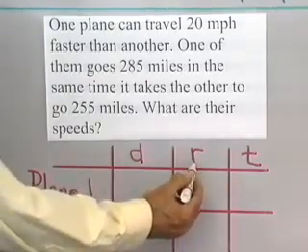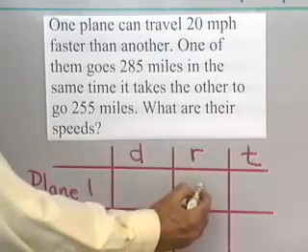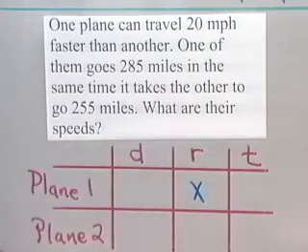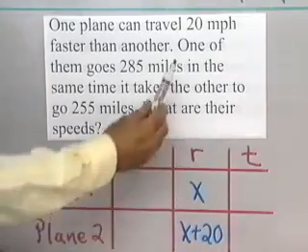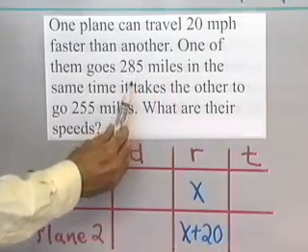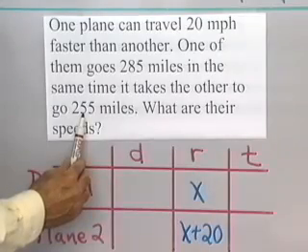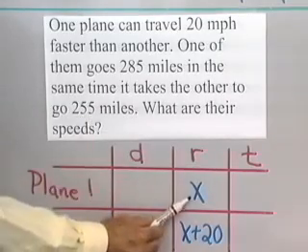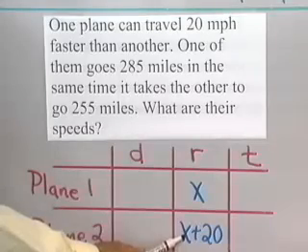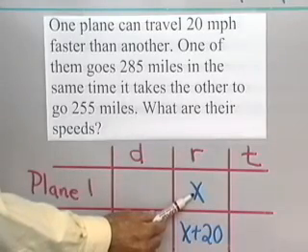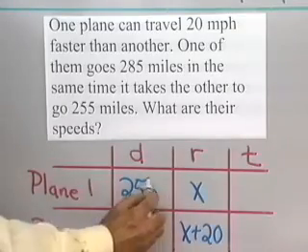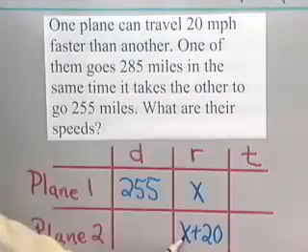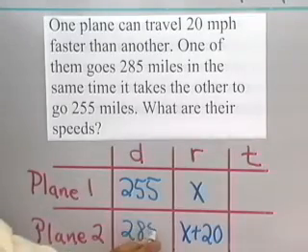Let's let the speed, the rate of the first plane be x. Then the other plane is 20 miles an hour faster than that, so it's going to be x plus 20. Now, one plane travels 285 miles in the same time it takes the other plane to travel 255 miles. You can see that this plane travels at x plus 20 miles an hour. This plane only travels at x miles an hour, so it's not going to go as far. So the 255 miles goes with this plane, and the 285 miles goes with this plane.